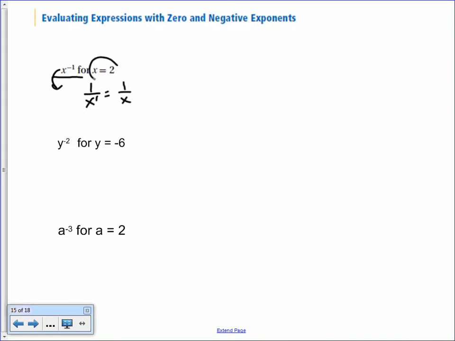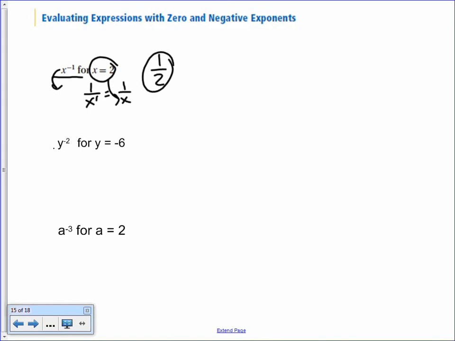And then what you're going to do is you're going to take what x equals and plug it right into our new expression. So putting a 2 in for x, we have a 1 over 2. That'll be your answer. So once you simplify, plug in that number, and you should get either a number or a fraction out of it.